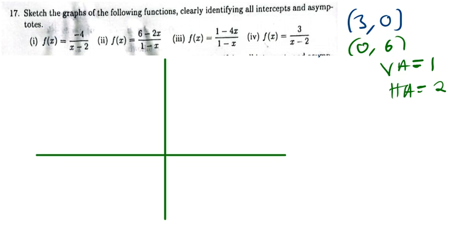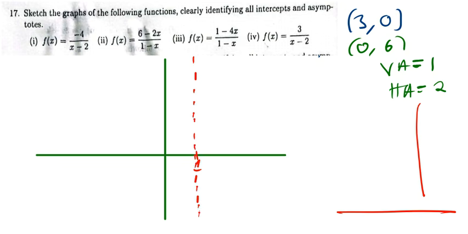So now let's sketch this. First, we need to identify where the vertical asymptote is. Vertical, we're talking about this line. Horizontal is this line. So vertical is at 1. I'll put 1 here and we put a dotted line, meaning the graph can't touch this line. Horizontal is at 2. I'm going to put a 2 there.